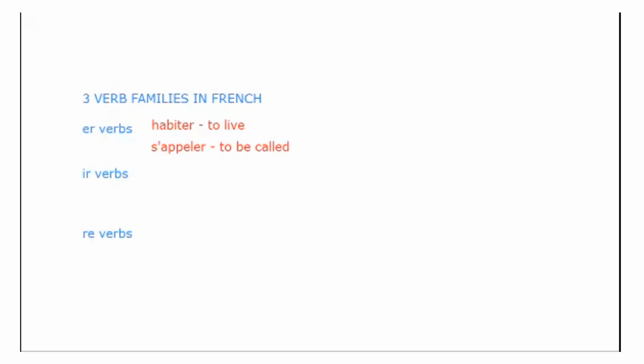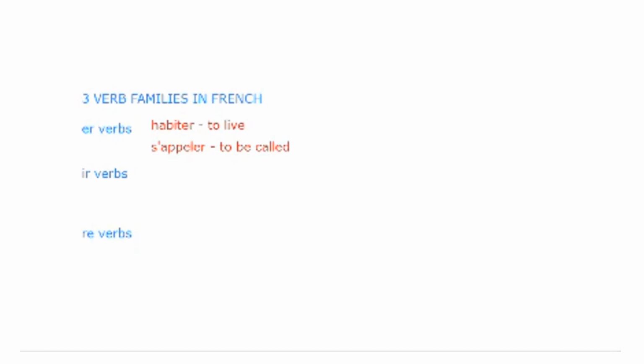All right, so we're looking at the ER verbs. Okay, so the first thing you need to know is that there are 3 verb families in French. You have the ER verbs, IR verbs, and RE verbs. Last term you encountered the verb habiter, which means to live. You also encountered the verb s'appeler, which means to be called.